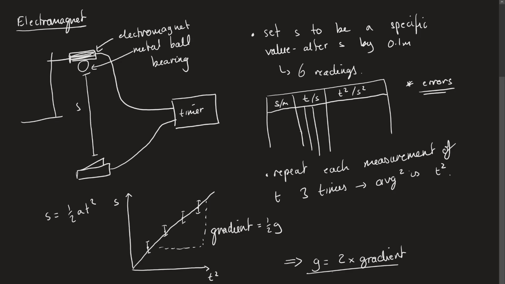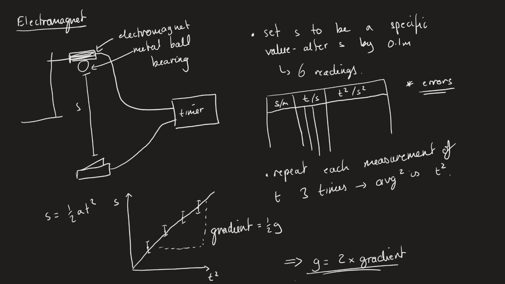Okay, and if you go over to the errors video, you also can calculate your errors on G. You could also calculate the percentage difference between your value and the expected value, and then all of this would basically give you extra marks when you're writing your conclusion and evaluation. Okay, so this is the first setup.